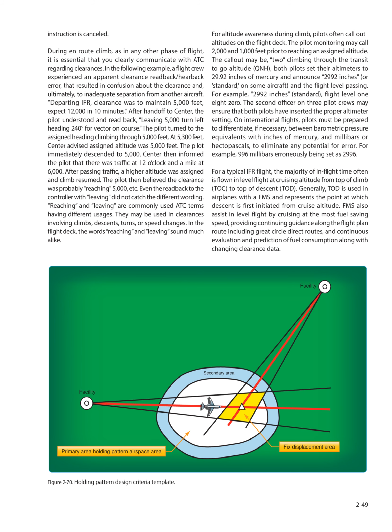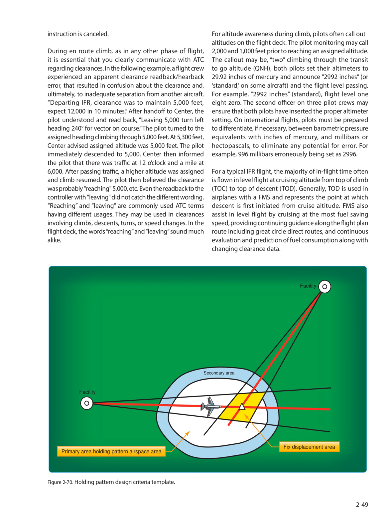On international flights, pilots must be prepared to differentiate, if necessary, between barometric pressure equivalents with inches of mercury and millibars or hectopascals, to eliminate any potential for error. For example, 996 millibars erroneously being set as 29.96. For a typical IFR flight, the majority of in-flight time often is flown in level flight at cruising altitude from top of climb, TOC, to top of descent, TOD.